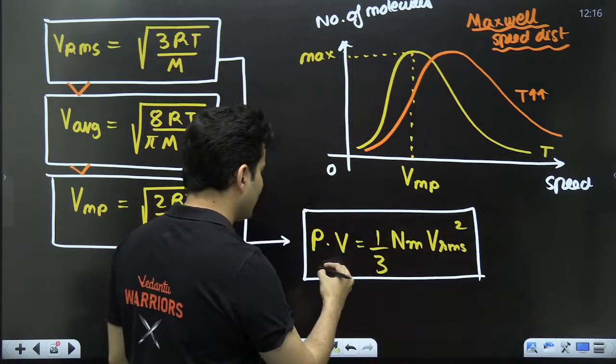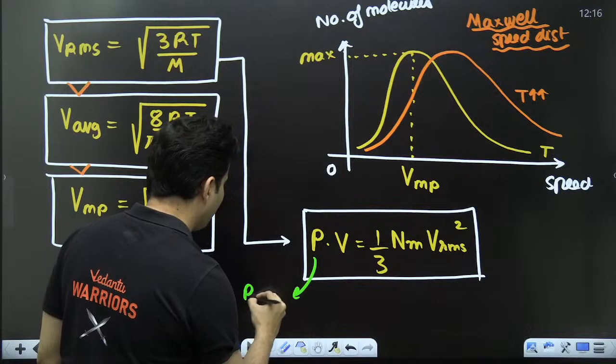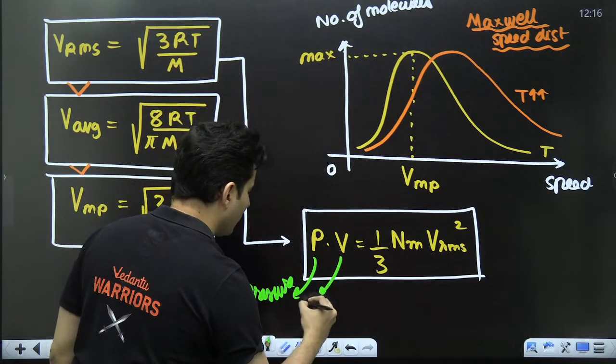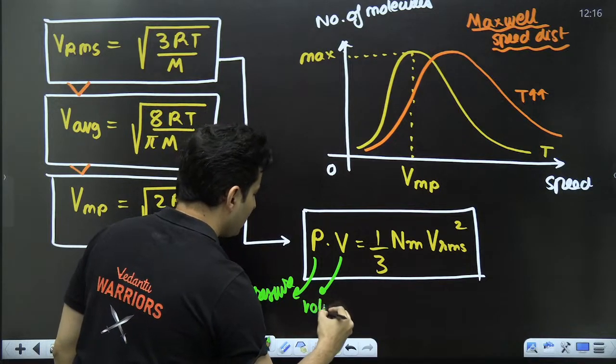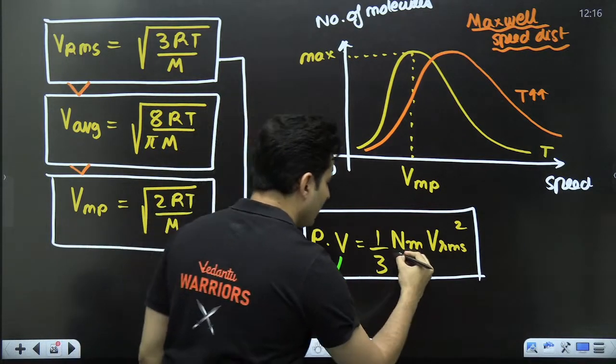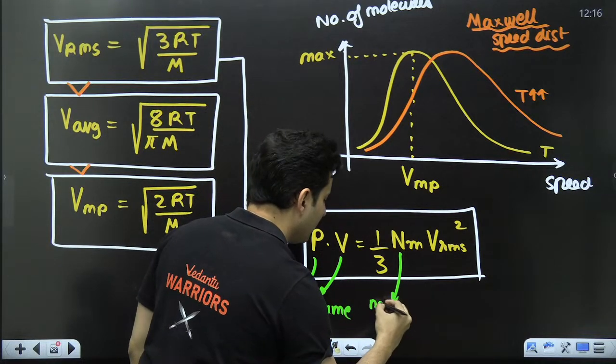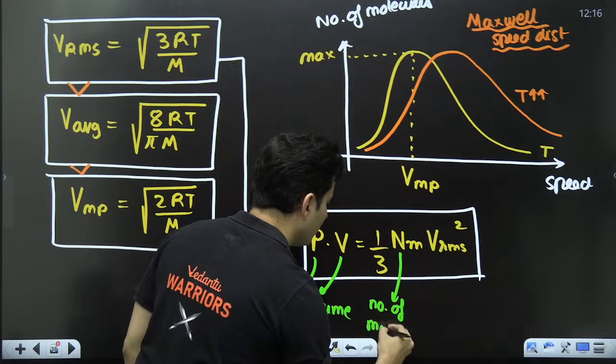Here all these things are standard. This is your pressure, of course. This is of course your volume. This N is capital N, not small n. It's not moles. It's the number of molecules.